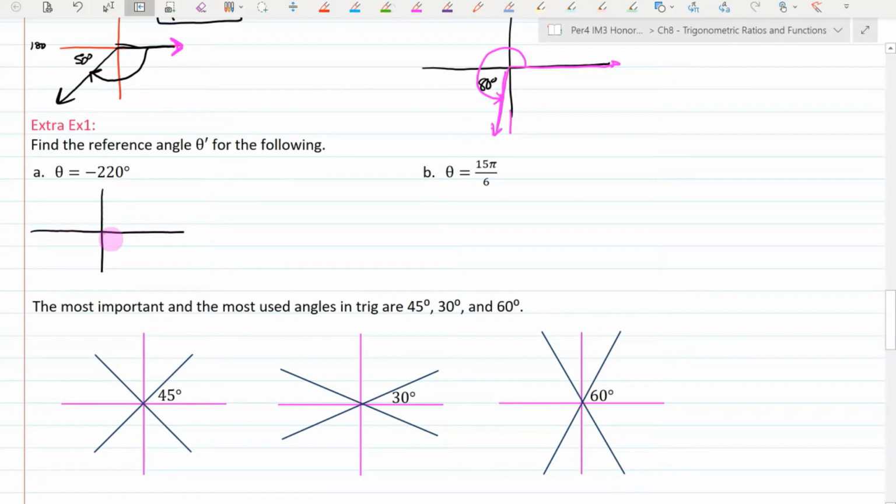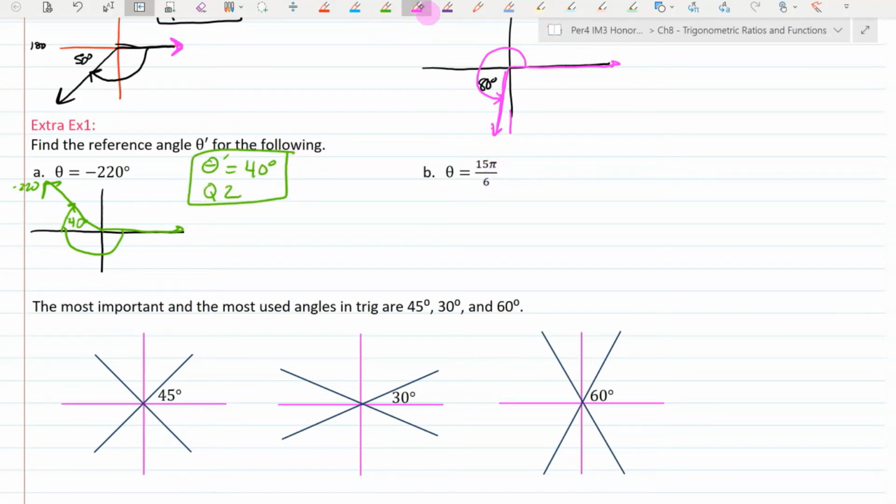Negative 220. So this is negative 180 plus another 40. So that's negative 220, and that's 40 degrees. So the reference angle is 40 degrees, and we are in quadrant 2.